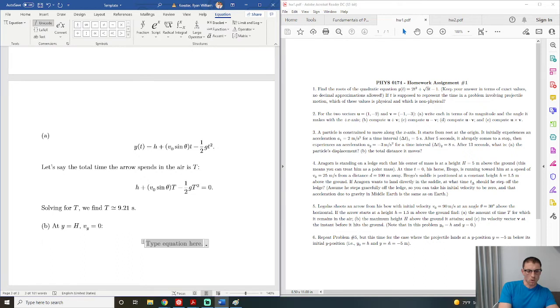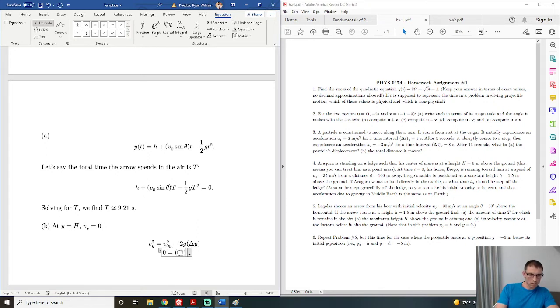Then we use this equation. We say v sub y squared equals v initial y squared minus 2g times delta y. So what is my delta y here? I'll go ahead and say this is 0, because we're saying that the y component of the velocity is 0 at the maximum height.